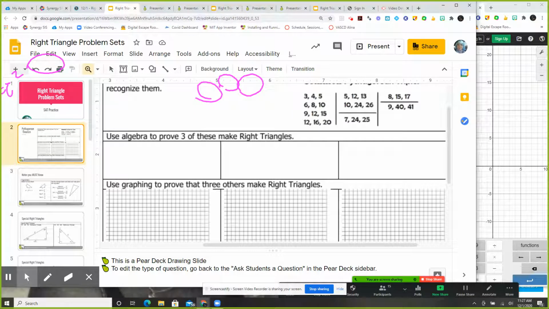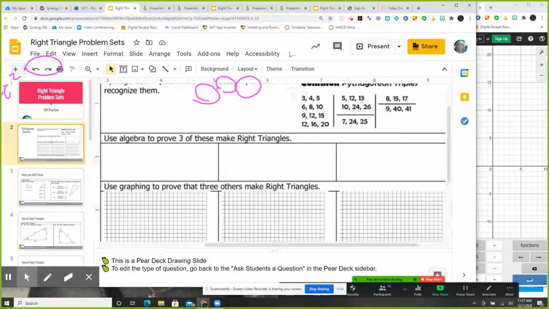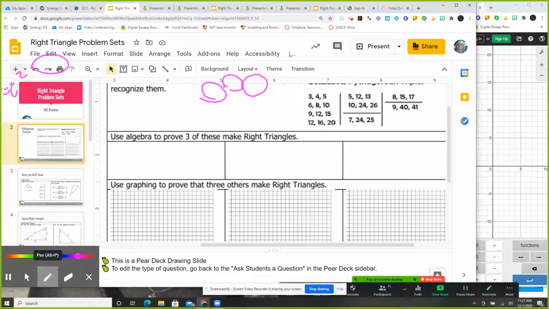right? So our first triple was that 3, 4, 5, right? So we're just going to type in 3 squared plus 4 squared equals 5 squared. That's Pythagorean theorem. So if we solve that, that's going to prove that those 3 sides make a right triangle.